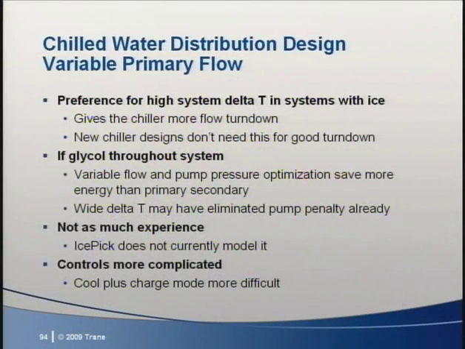The usual benefits still apply: reduced first cost, and from a control standpoint, if ice leads to a higher system delta T, the chiller has more flow turned out, which helps variable chiller flow work. We talked a lot about this in our September 2008 broadcast. If there is glycol in the system, variable primary flow can negate even more of the glycol pump penalties than the primary-secondary system, although a wide delta T may have eliminated the pump penalty already.